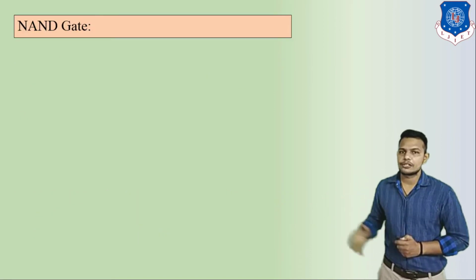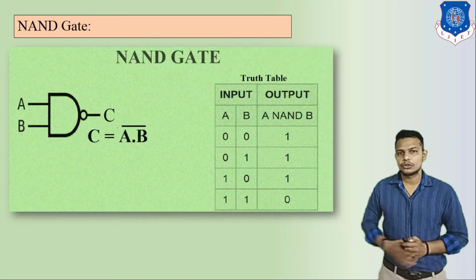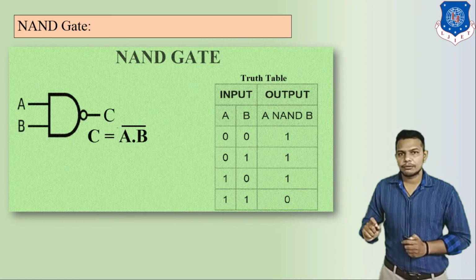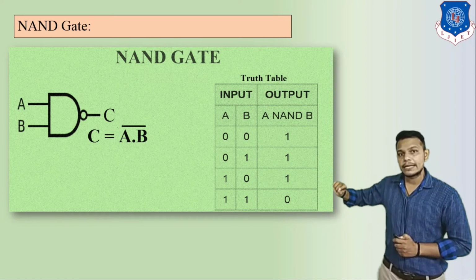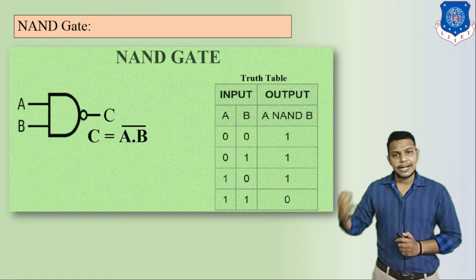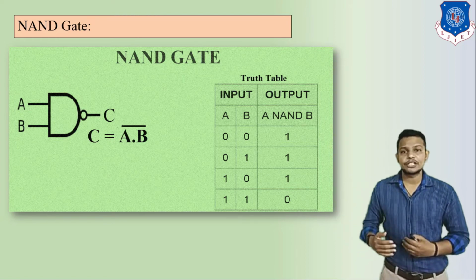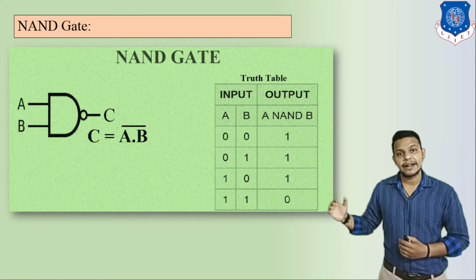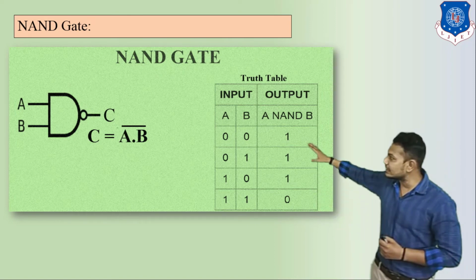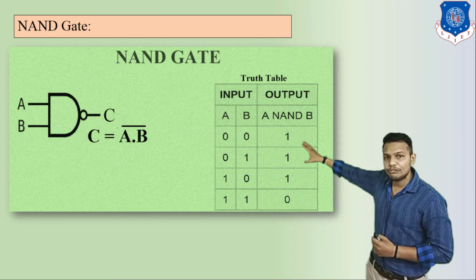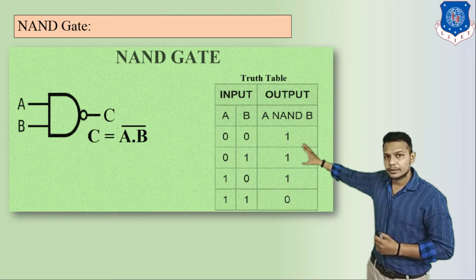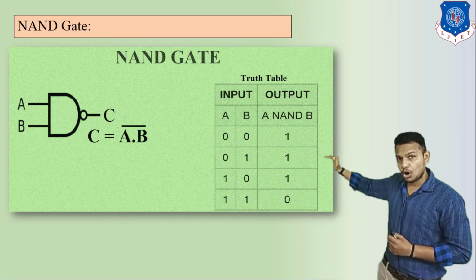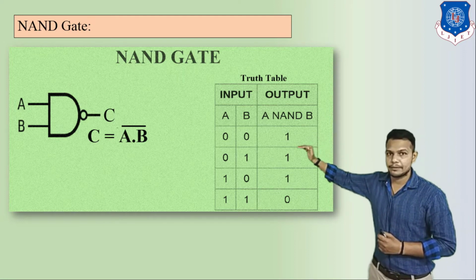So here we can see first NAND gate. So its symbol here, there is some changes in AND gate. So NAND gate, that means it is the combination of NOT plus AND. That means it is NAND gate. So here we can see in symbol, this is the symbol of NAND gate, and it becomes NOT plus AND.